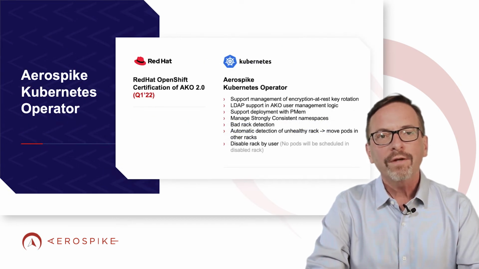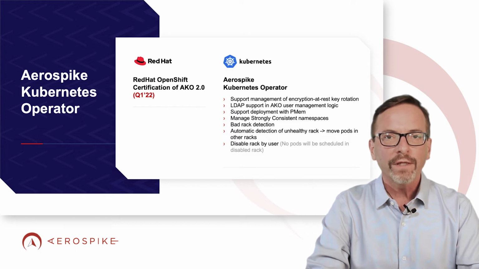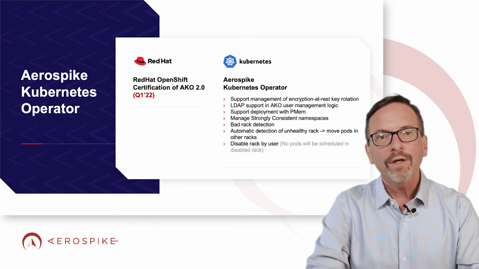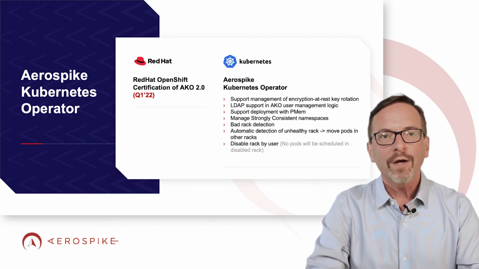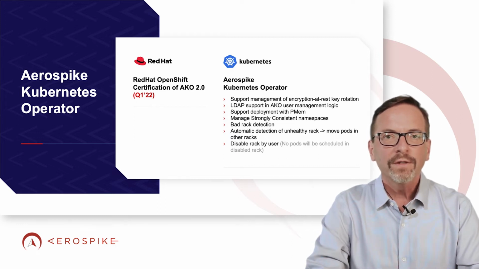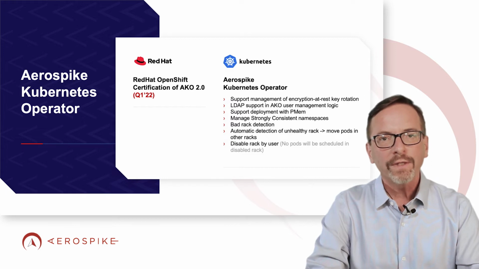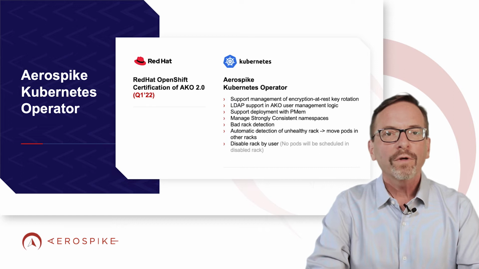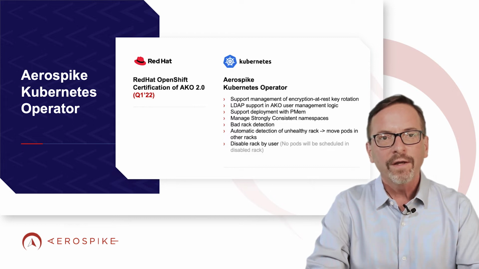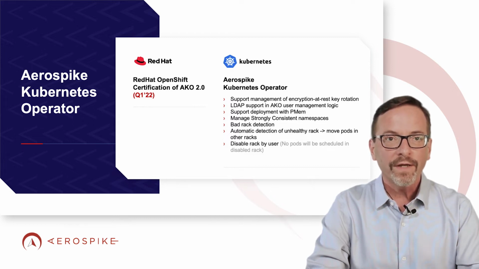We completed the release of Aerospike Kubernetes Operator 2.0 in late 2021, and in Q1 of 2022, we completed the OpenShift certification for that operator. Going forward with the Kubernetes operator, we will be supporting the management of key rotation for encryption at rest, LDAP support in the operator for user management logic, support for deployment with PMEM, and the ability to manage strong consistency namespaces. We're also working on bad rack detection and automatically detecting if a rack is unhealthy and then moving pods to other racks, if that's the case.